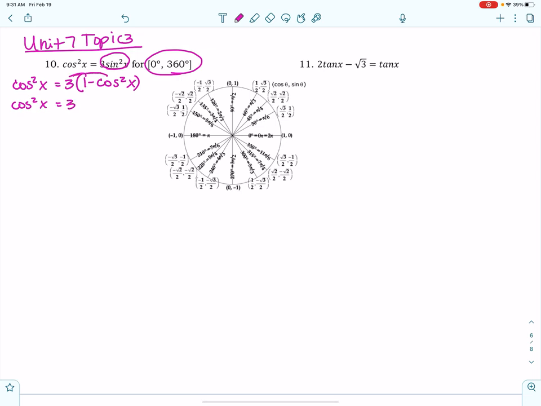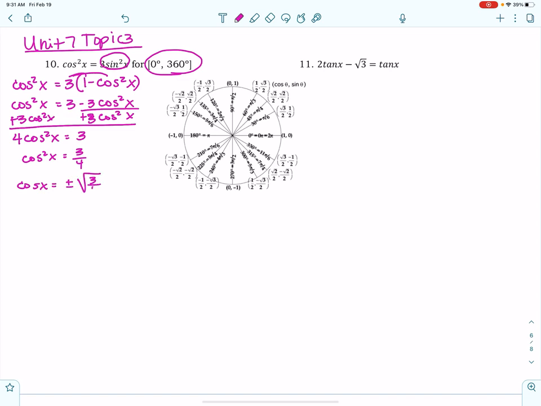I'm going to distribute this 3. Notice that I've got negative 3 cosine squared x. So I'm going to add these to both sides. So that ends up giving me 4 cosine squared x equals 3. And then I'm going to divide both sides by 4. And then I'm going to take the square root. Remember, plus or minus the square root.